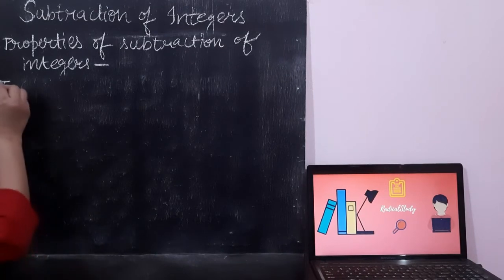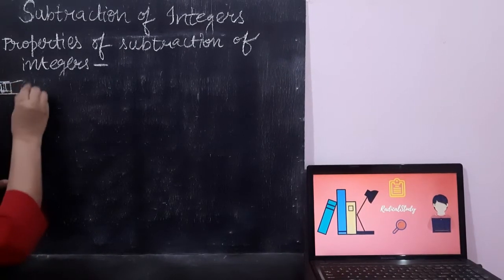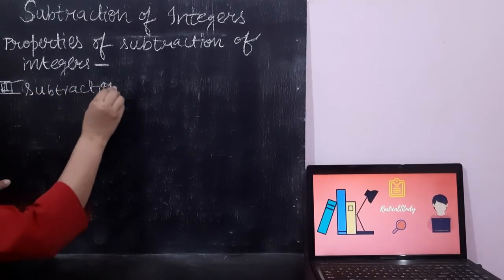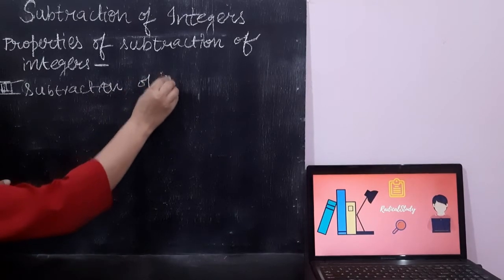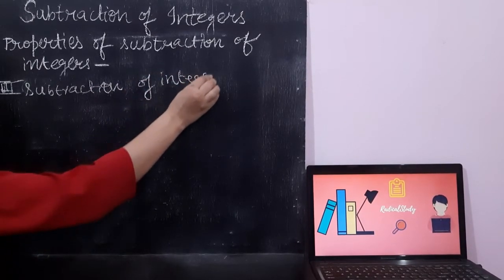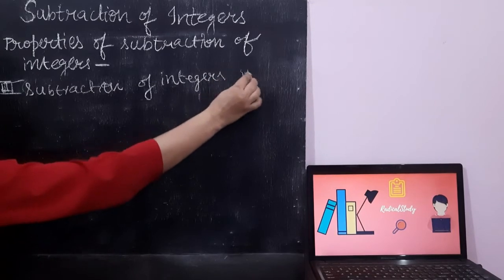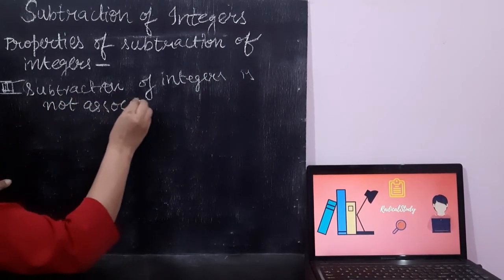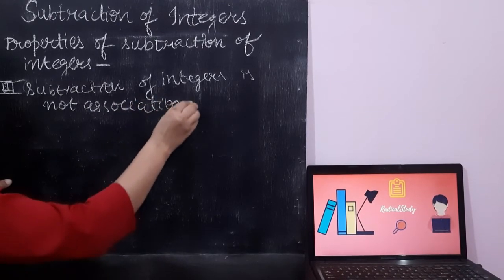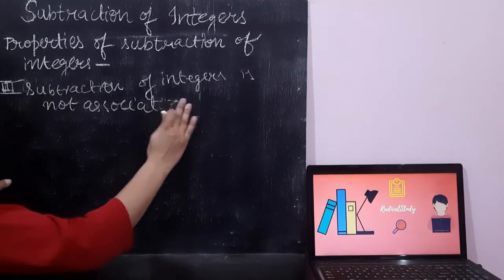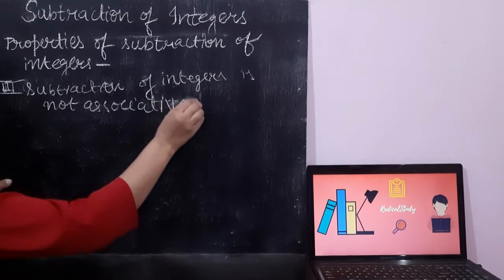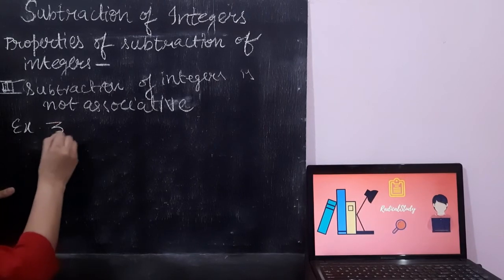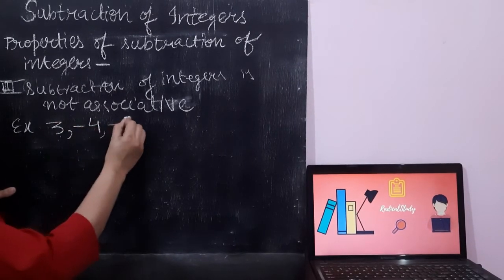So students, the third property is: subtraction of integers is not associative. Associative property, subtraction of integers is not associative. That means the associative property does not follow while subtracting integers. Not associative. Now let's take some examples in order to understand this. Consider three integers, 3, minus 4 and minus 5.